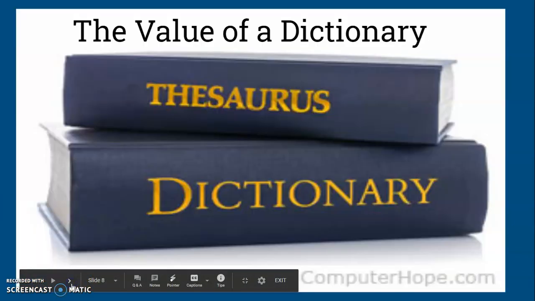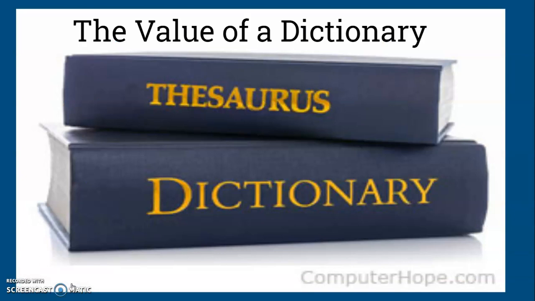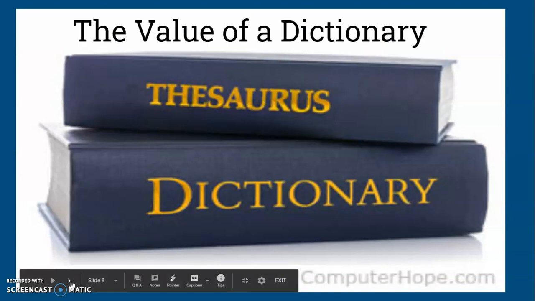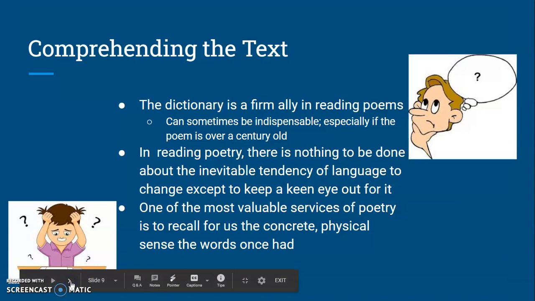So the next subtopic we're going to dive into is the value of a dictionary, especially when reading and dissecting poems. A dictionary can be very helpful in comprehending the text. The dictionary is a firm ally in reading poems. This can sometimes be an indispensable power of a dictionary, especially if the poem is over a century old. In reading poetry, there's nothing to be done about the inevitable tendency of language to change except to keep a keen eye out for it. One of the most valuable services of poetry is to recall for us the concrete physical sense the words once had.